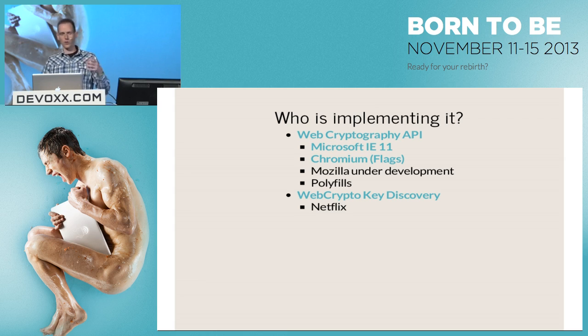There is also another specification that we are working on in the working group, and that's the Web Crypto Key Discovery. It's to discover keys that are pre-provisioned out of band. We don't specify how it's pre-provisioned, but for example, Netflix is using this on certain TVs, pre-provisioning keys with a specific name, and then they can use that key in their application.